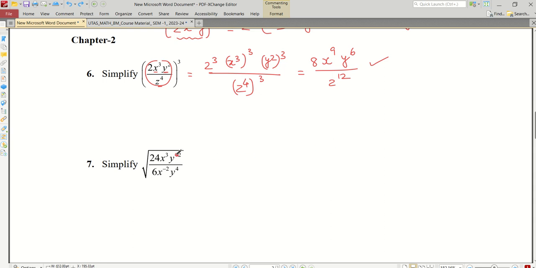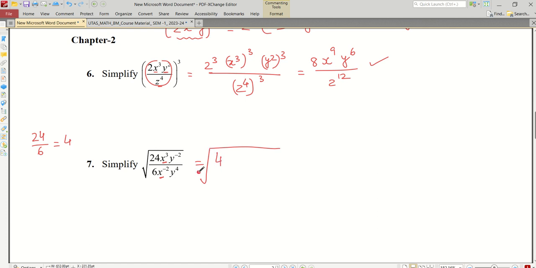But in this question, this is also the same kind of question. But what you need to do, you can see here, there are two terms of x, and one term of y. So first you need to club these terms. How to simplify this? First you need to make the square root. Now 24 divided by 6. What is the answer? The answer is 4. So first we need to simplify this.